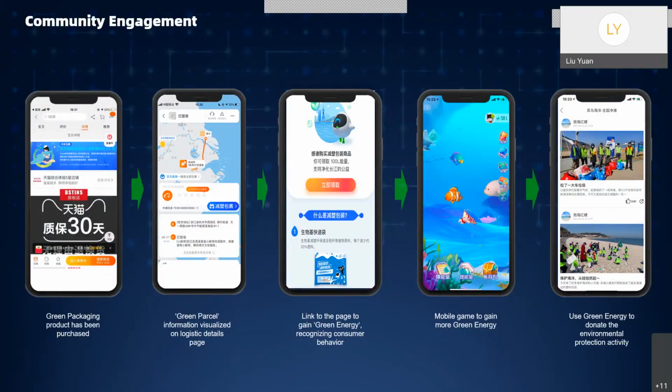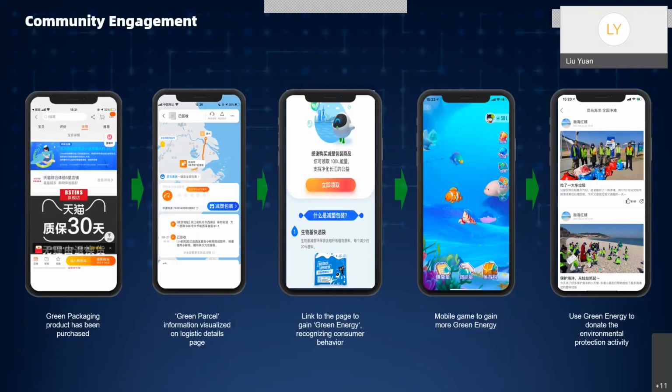So this is a loop for what we do on the consumer side. As we have mentioned, we have built up the online shopping mall for green products with green packaging. If the consumer orders product from this shopping mall, we can see on the second screen that we visualize it in our logistics details page, which means there's a green parcel coming to you. And if we click on the banner, it links to the package for the consumer to gain green energy. This is to recognize the consumer behavior.